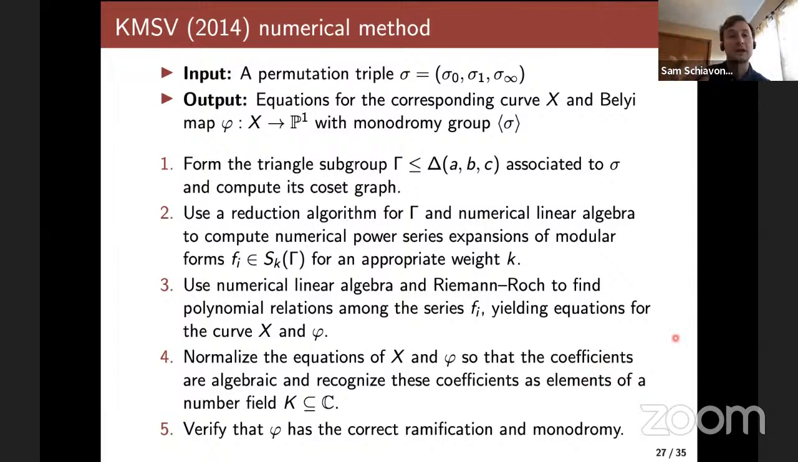Okay, so this is an outline of our numerical method. Let me state the one improvement using Newton, and then I'll give you a demo of our code in Magma.